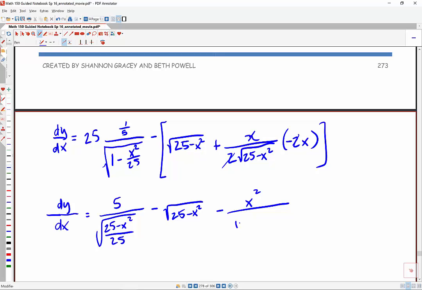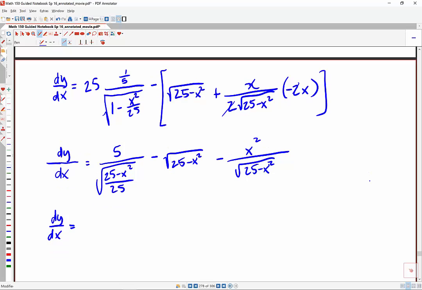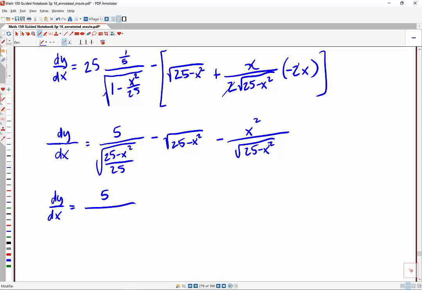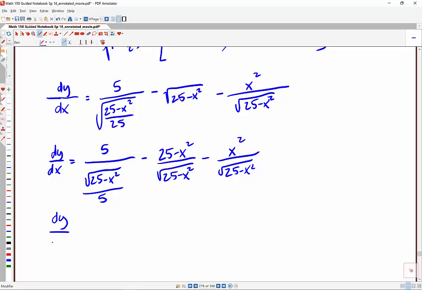All right, so now, cleaning it up, we'll have dy dx equals 5 over root 25 minus x squared over 5 minus, do you see we're going to have a common denominator of root 25 minus x squared, so if I get a common denominator here, this would end up being 25 minus x squared over root 25 minus x squared, and then we'll have minus x squared over root 25 minus x squared, which is going to give us, in turn, dy dx equals, we'll have a 25 from the first term, we'll have a minus 25 plus x squared for the second, minus an x squared.